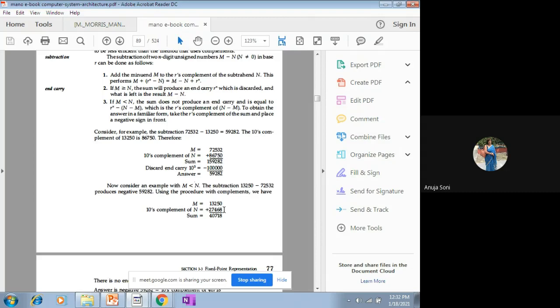And afterwards, you have to add the given number m and the complemented value of n. After doing the addition, the value you get is 40718. Because the negative magnitude is greater than the positive magnitude, the resulting number will always be negative, and that's why it would always be in complemented form.